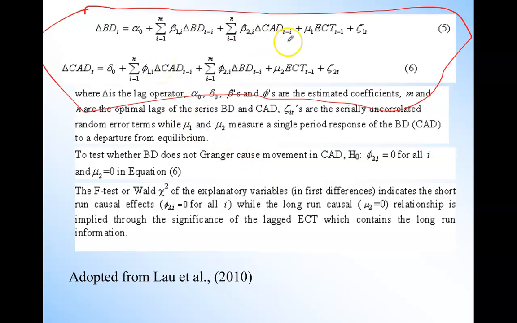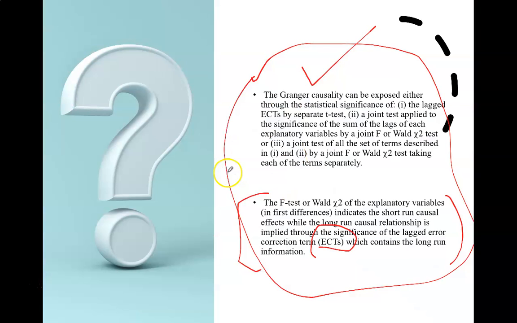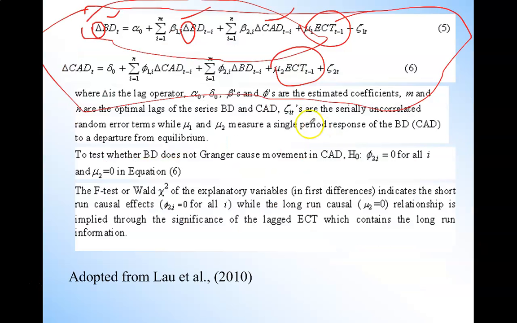This is how you can write the Granger causality. This is the ECT term just now, the ECT term which measures the long run relationship. If you realize, the triangle here measures the short run, which is actually first difference. As we see here, first difference. But this is not. So this is the long run, and this is the short run, which actually corresponds to what the previous slide says, right? In the previous slide, the explanatory variable in first difference is considered the short run causal relationship, and this is the long run causal relationship.